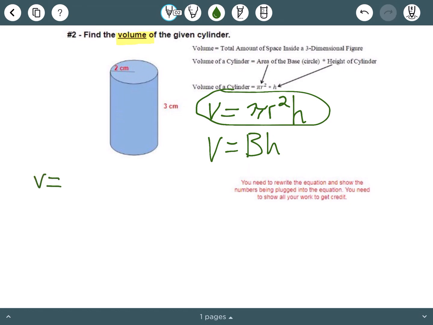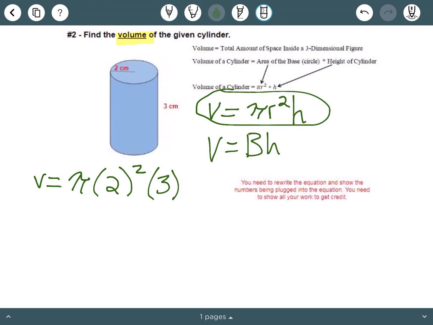So volume equals pi times the radius squared. Now our radius is given, right? So our radius is halfway across the circle. Diameter is the full way across the circle. Our radius is 2 squared, and then times the height. And the height, of course, is given here, and it is 3.